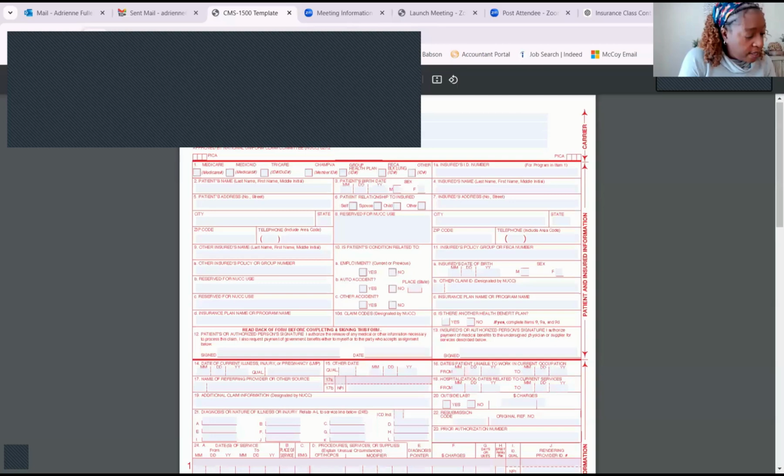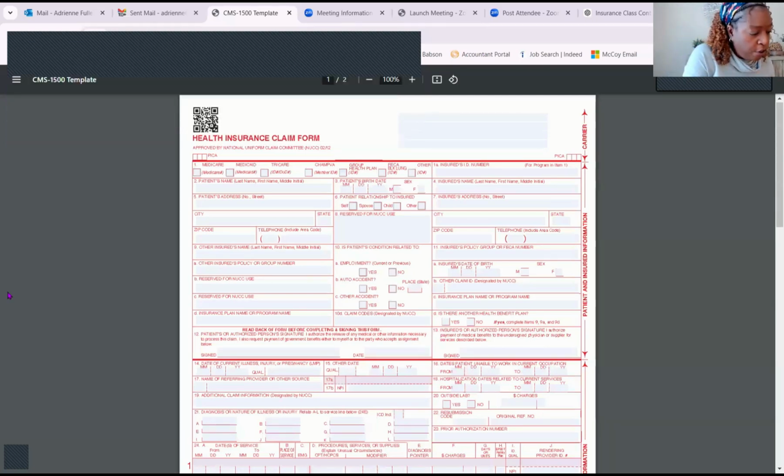So, let us pull this up. Okay, so this is that HCFA CMS 1500 form. And you're like, what is this form? That is the standard claim form used by healthcare providers to bill insurance companies for services. So whether you're billing private insurance, Medicaid, or other payers, this is the form that you're going to use. You can use this form as it is, or it's probably loaded into your EMR.